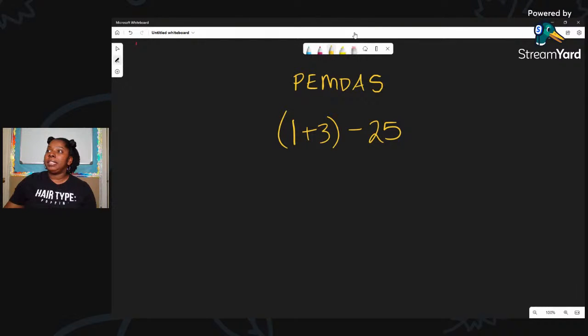So please excuse my dear Aunt Sally. P is for parentheses. So what's in the parentheses? We have 1 plus 3, which is 4. And then we have 4 minus 25.